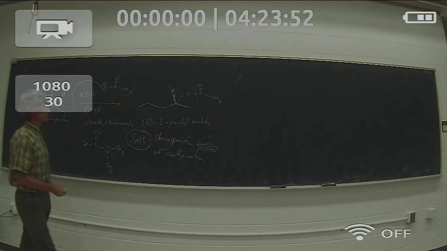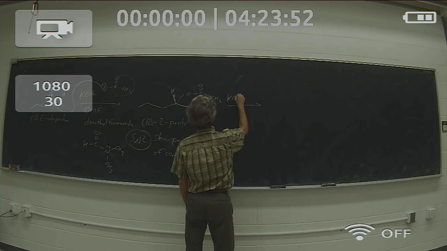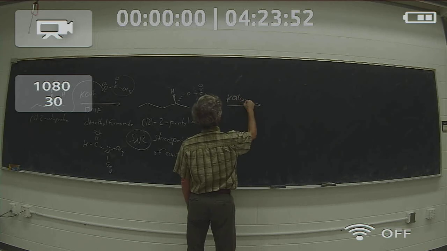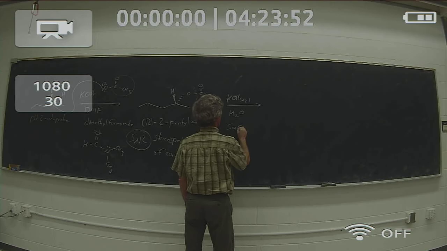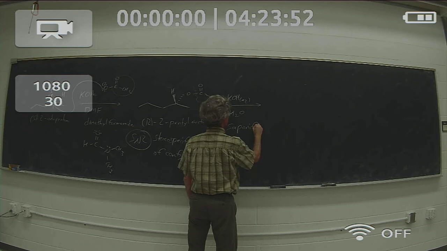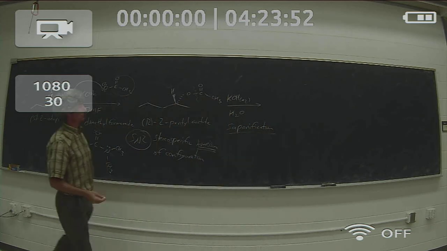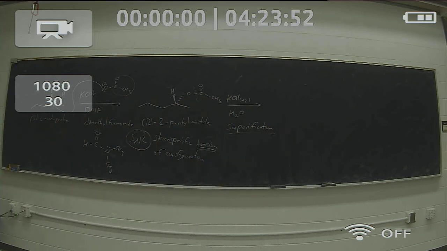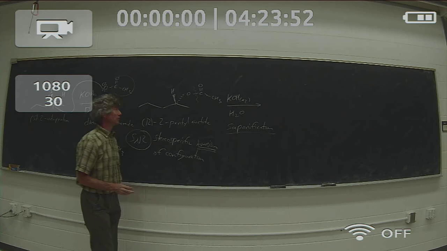The conditions for that are potassium hydroxide in water, and this reaction is referred to as saponification because it's the same reaction that allows you to make soap from animal fat, for example. If you take lard and treat it with lye, which is a hydroxide solution, you can make a soap out of it, which is where saponification comes from.